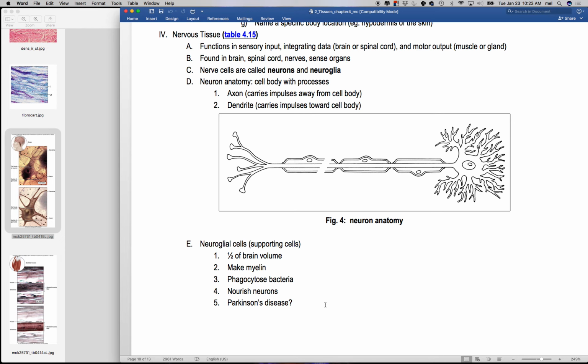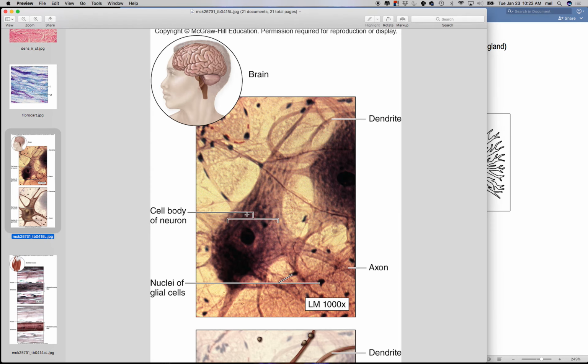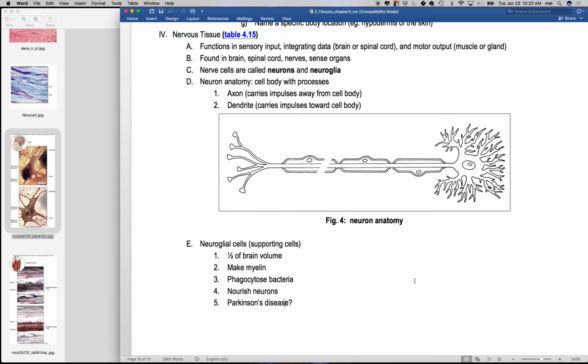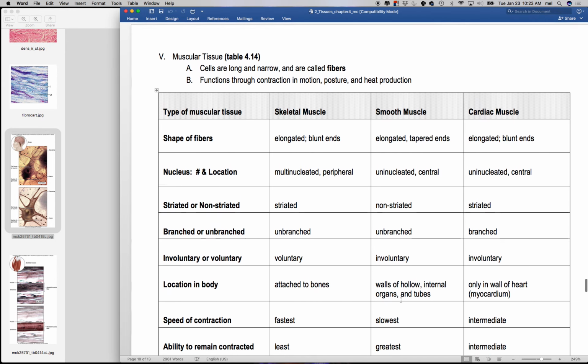That makes sense? Okay, so for this, what you would need to be able to do is say, okay, this is a neuron, these are glial cells. These are processes. I can't tell which one's an axon versus a dendrite unless I have a drawing. That makes sense? And this is the cell body of the neuron. That's about as far as you have to go. Later on, you'll do it in more detail.